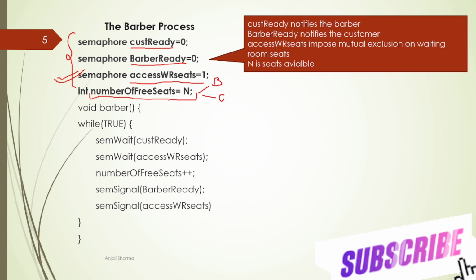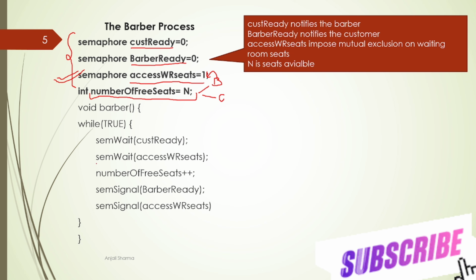So in order to get access to this particular variable, or shared variable, I should say, both the processes will be looking upon this particular semaphore, right, in order to avoid race condition, and obviously n is the number of seats available, right?